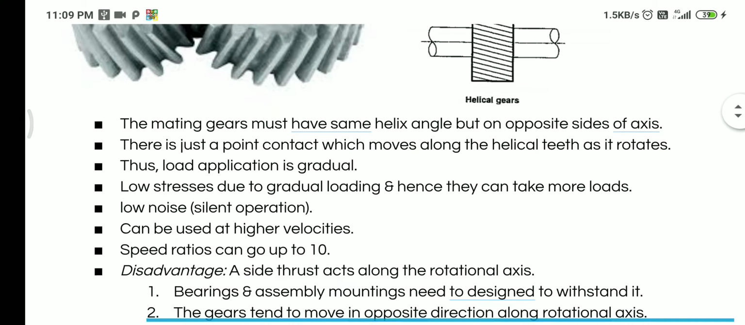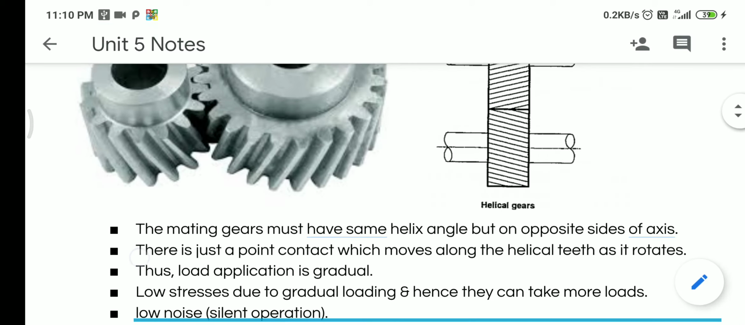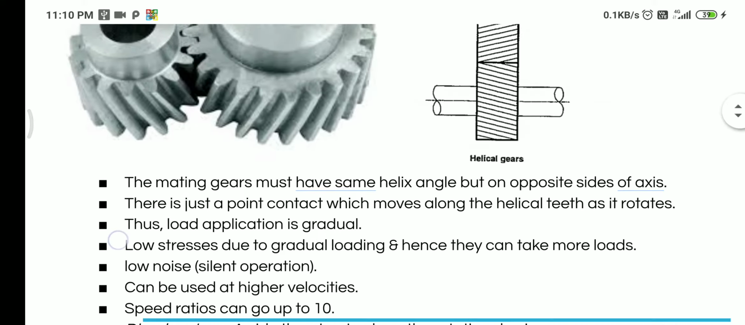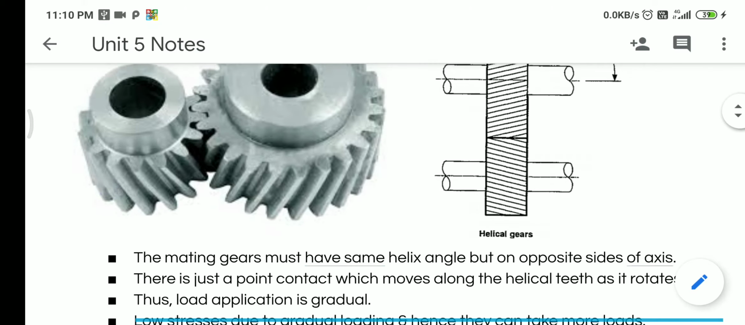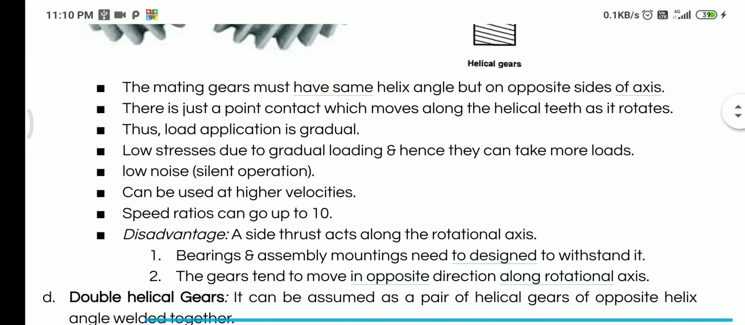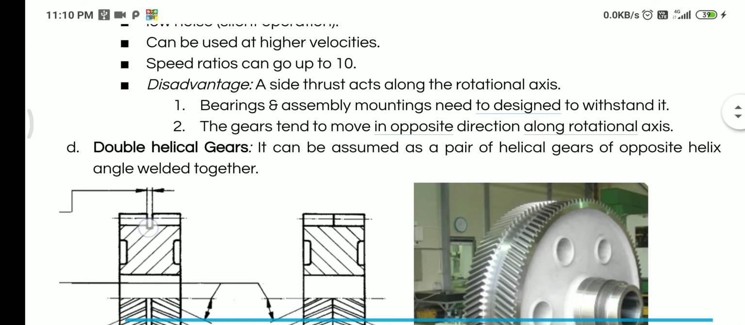Now when we come to the helical gears, because the teeth are slightly inclined, instead of line contact there is going to be just point contact, which will travel alongside those helical teeth, and the load application is going to be gradual. That means we can operate these gears at much higher velocities, and higher velocity ratio is possible, and they can take much larger loads as well when compared to the spur gears. You can see here the point is mentioned, speed ratio can go up to around 10.